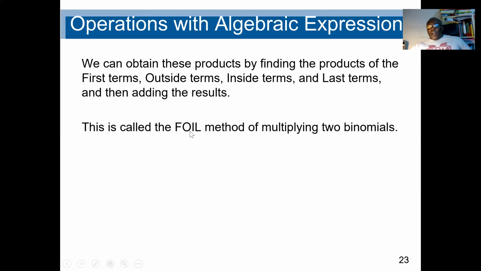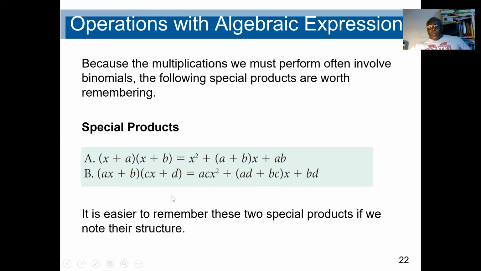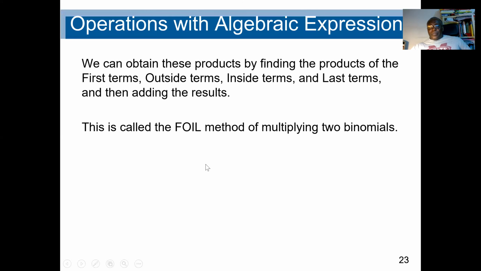So that's what we use, the FOIL method. FOIL means, and let's go back here again. Multiply the first terms. So the first term will be x and x. Then multiply the outside term. The outside term will be a and b. Then I stands for inside. The inside will be a and x. And then the last one, we multiply a and b. So that is the L. L is the last term. So that's what we explain here. We can obtain this product by finding the product of the first term, the outside term, inside term, and the last term.